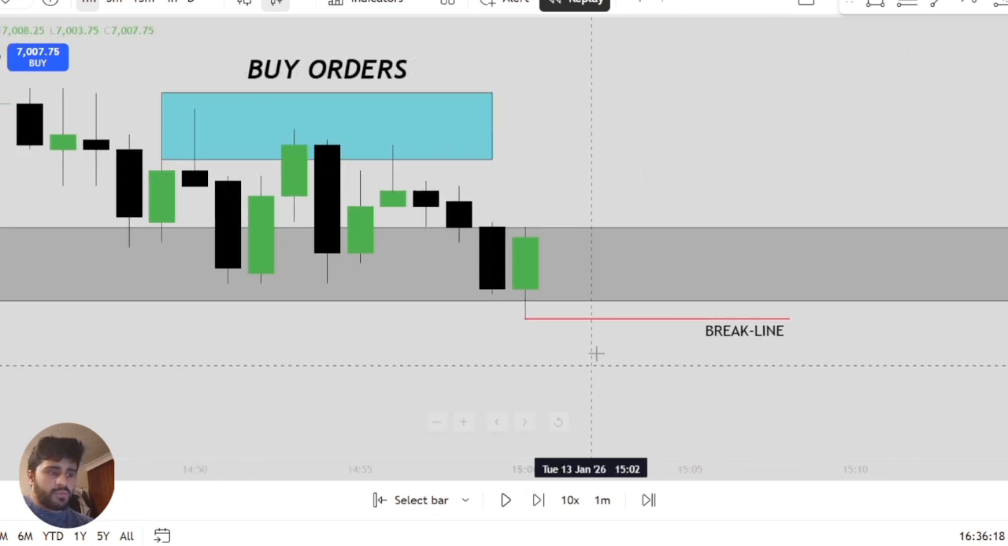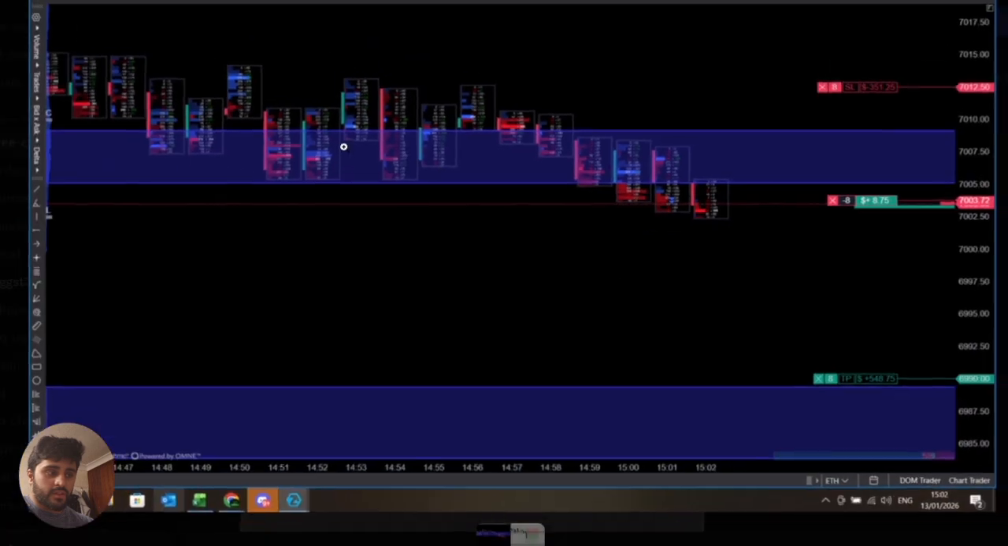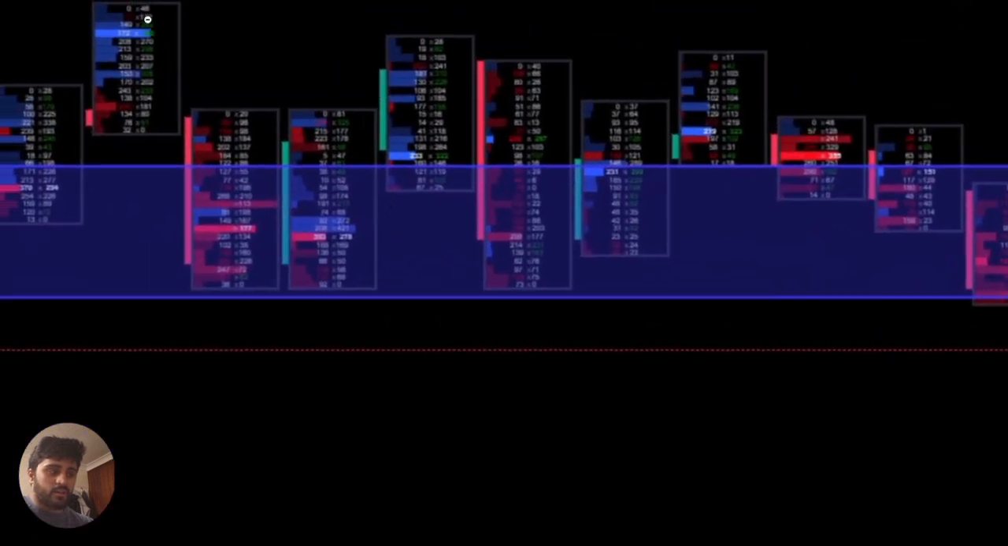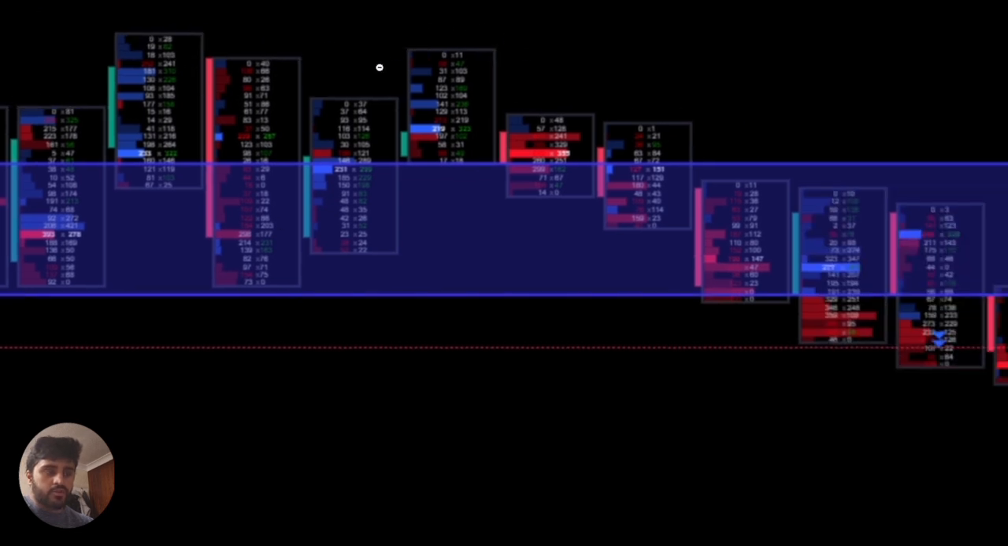So what gave me the confirmation to draw my break line here wasn't this candle, it was a series of candles. So again, lots of buy orders, we struggle to break above this area. Again, lots of buy orders, we struggle to break above. Lots of buy orders, we eventually break below the zone.